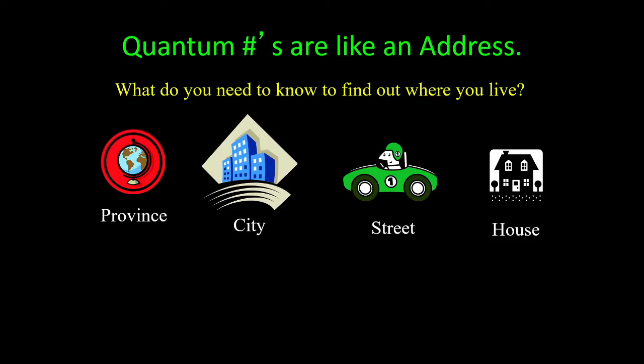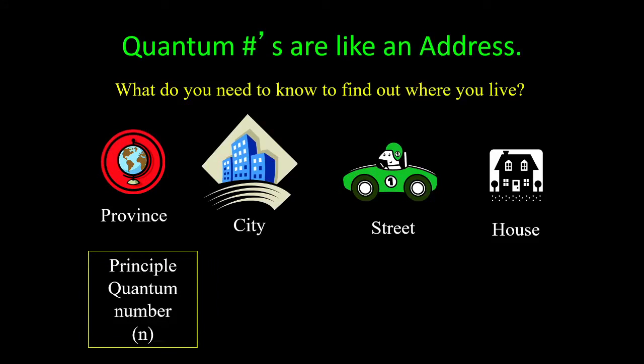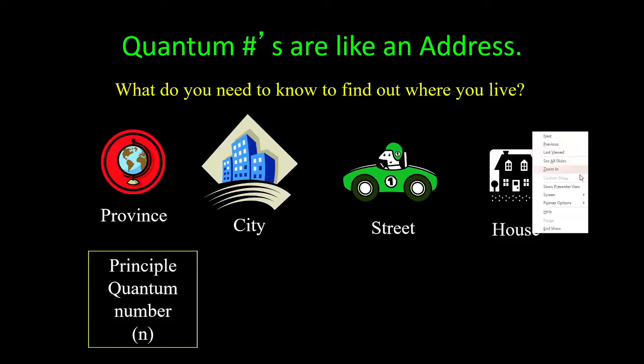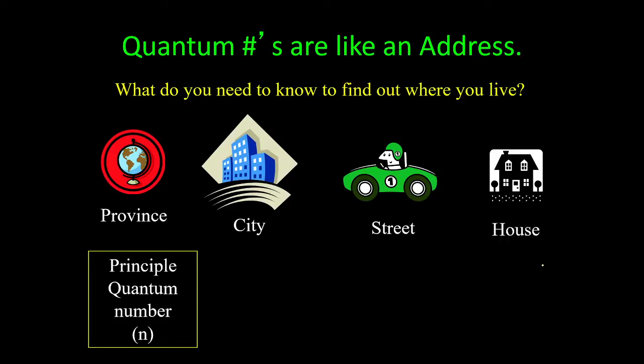Similarly with quantum numbers, the first quantum number is what you call the principal quantum number. And we will be using the letter N for that. Okay? Let me change the color of my pen first. So take note, this is our first quantum number.